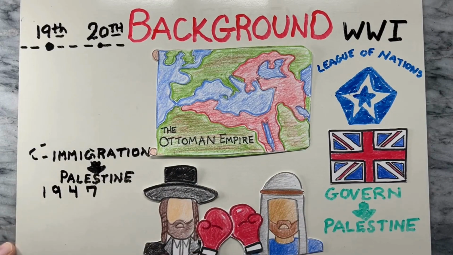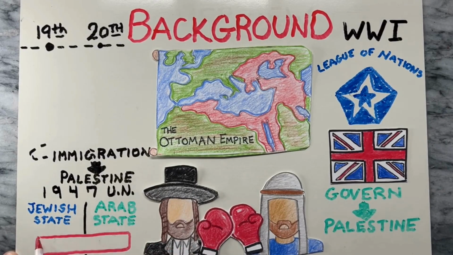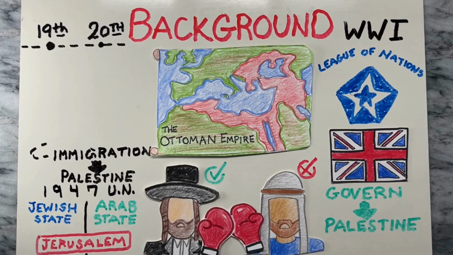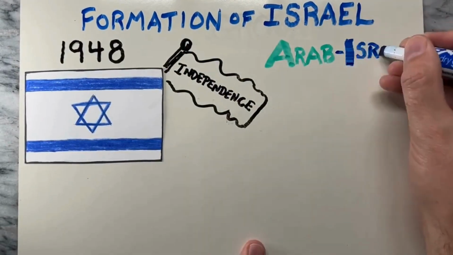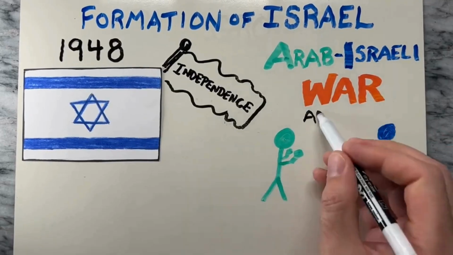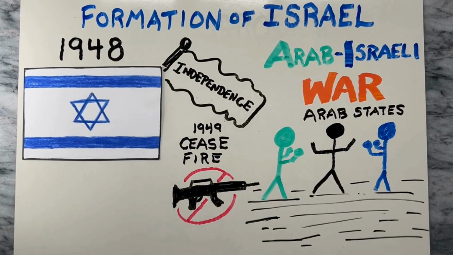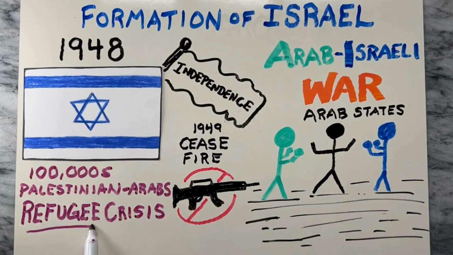In 1947, the United Nations proposed a plan to partition Palestine into separate Jewish and Arab states, with Jerusalem as an international city. Jewish leaders accepted the plan, but Arab leaders rejected it, leading to violence. In 1948, Israel declared its independence, leading to the Arab-Israeli War. Arab states intervened and a ceasefire was eventually declared in 1949. This war resulted in the displacement of hundreds of thousands of Palestinian Arabs, creating the Palestinian refugee crisis.